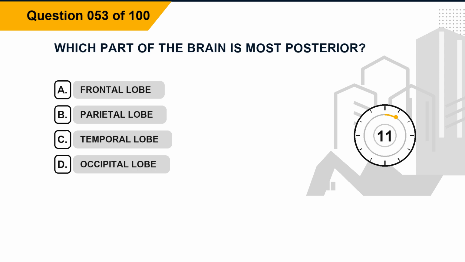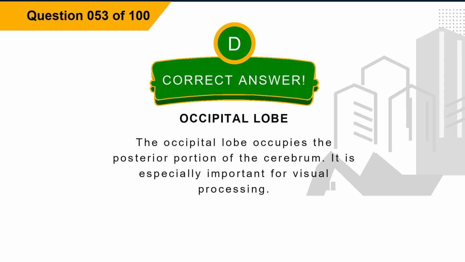Question 53. Which part of the brain is most posterior? Option A, frontal lobe. Option B, parietal lobe. Option C, temporal lobe. Option D, occipital lobe. The correct answer is option D, occipital lobe. Explanation. The occipital lobe occupies the posterior portion of the cerebrum. It is especially important for visual processing.